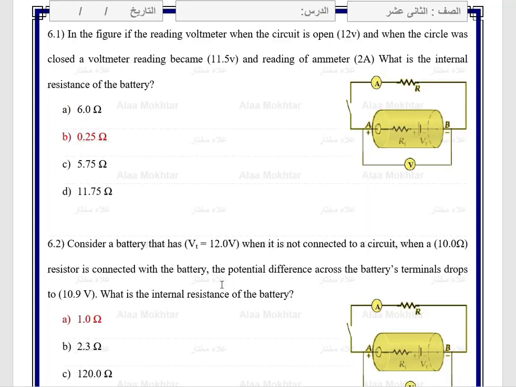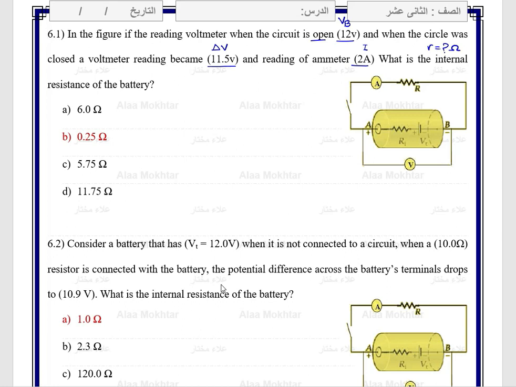In the figure, the voltmeter reading when the circuit is open is 12 volts, so this is the V battery before we connect it to the circuit. When the circuit is closed, the voltmeter reading is 11.5. This is the delta V, or potential drop across the resistance. And the reading of the ammeter is 2 amp. It's the current passing through the circuit. What is the internal resistance? Internal resistance is R small, question mark, measured in ohm.